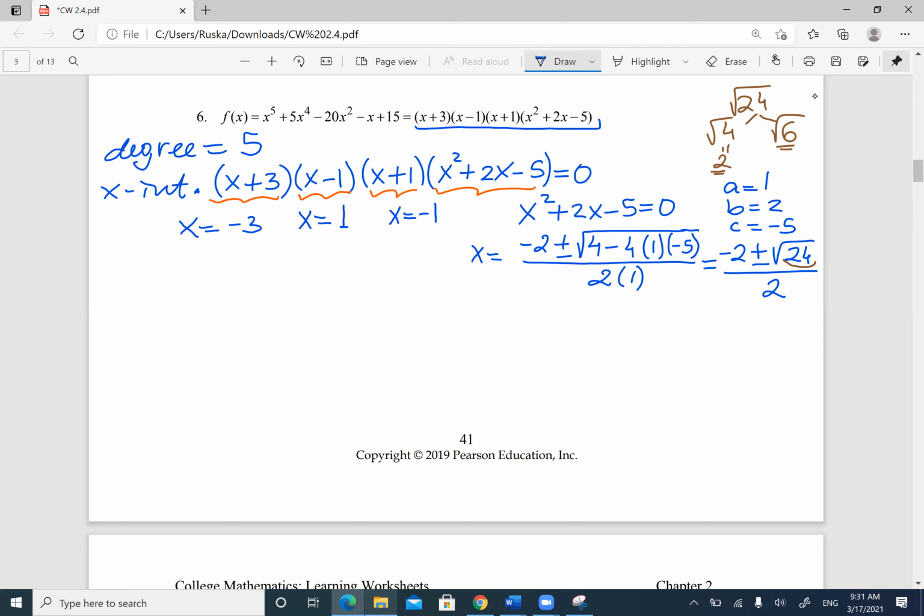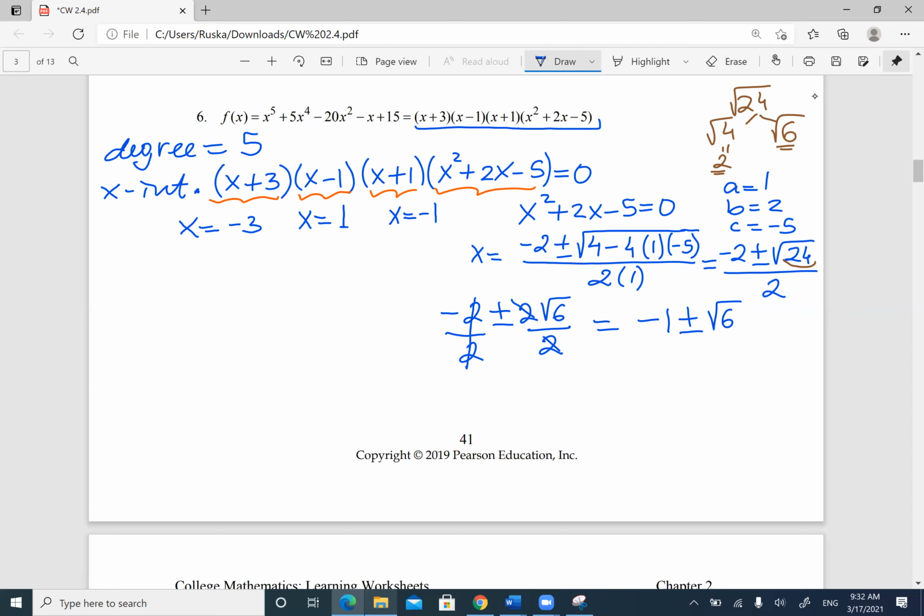I'm going to write it here, negative 2 plus or minus 2 square root of 6, all over 2. Now this over 2, I can actually split it. I can put this over 2 and this over 2. So that way you can reduce it. So negative 2 and 2 cancel, so it's going to be negative 1, and these 2s cancel, so my x-intercepts are going to be negative 1 plus or minus the square root of 6.